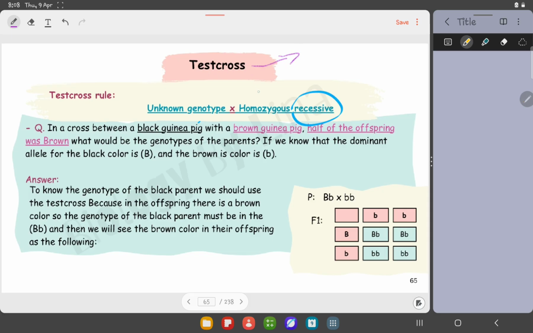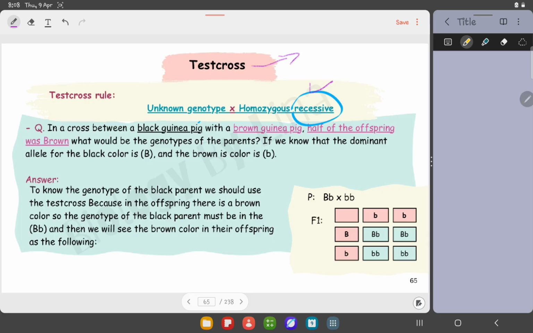It's for the genotype or phenotype? To know the genotype of the dominant one, not the recessive. How? By crossing it with recessive. This is the rule for it. Now let's take an example in order to know how to solve the kinds of questions about test cross.